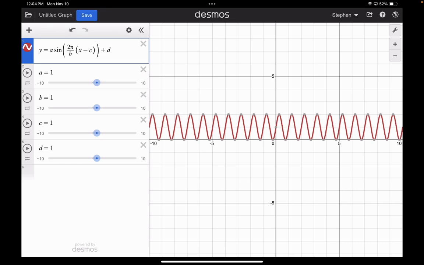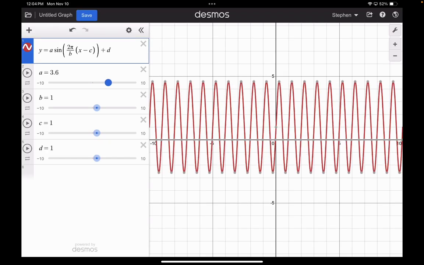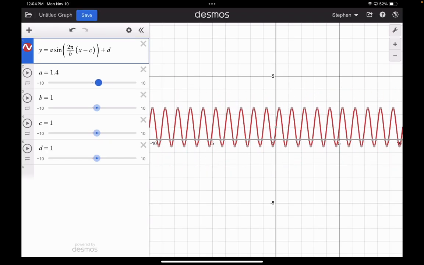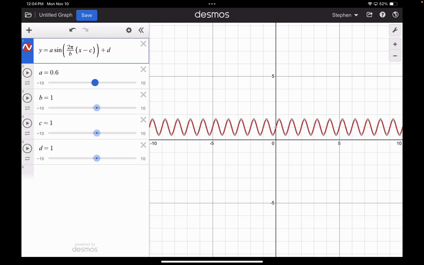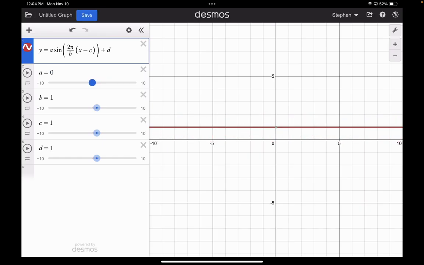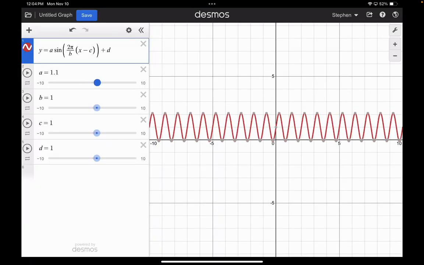So if I move my A slider, what are we expecting it to do? The amplitude is going to get affected. So let's do a bigger amplitude, smaller amplitude, amplitude 0, negative amplitude. Okay, so A affects my amplitude. Put that back. What are we expecting B to do?